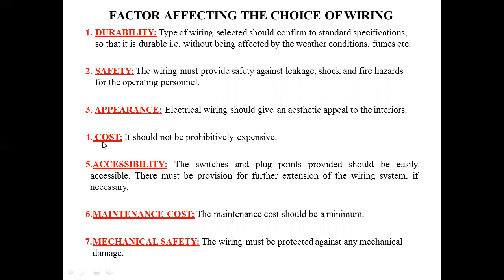And cost. Obviously it's a very important parameter, because some customers require less cost, some can pay high cost. So it should not be prohibitively expensive. It should be economical.